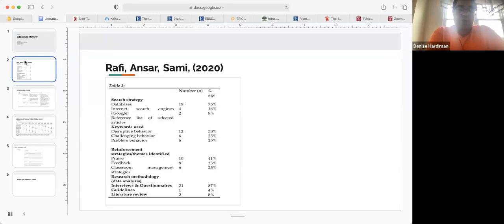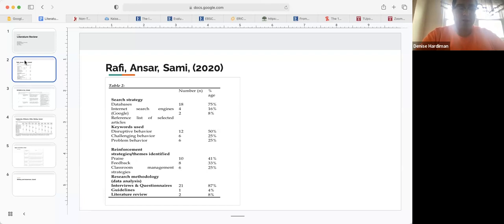The study conducted by Rafi, Ansar, and Sami, 2020, gives a broad view of positive reinforcement strategies used in the classroom. They examined several interventions and stressed the need for consistent feedback with students, as well as structured rewards set up as a means to support academic performance and desired behaviors during class.